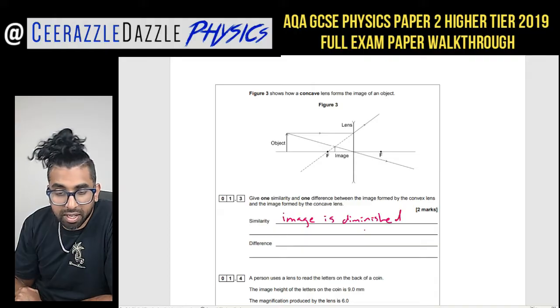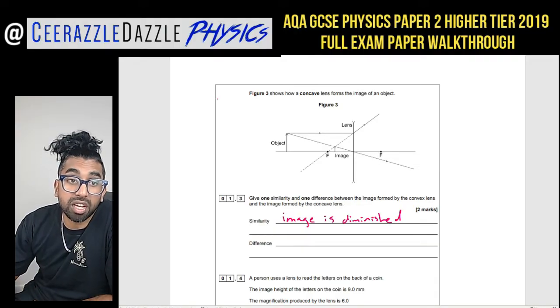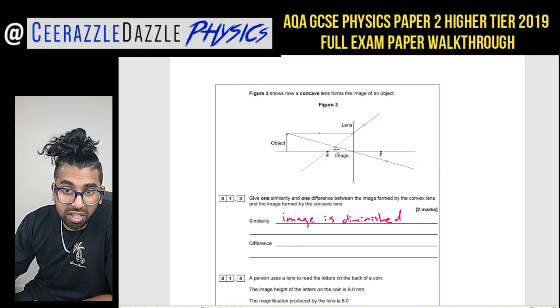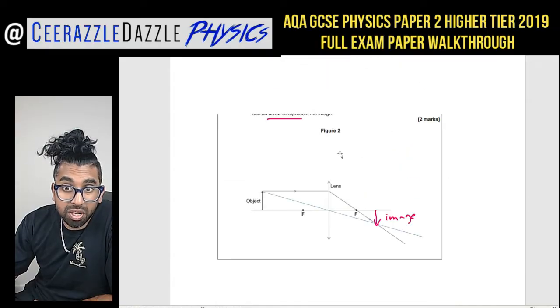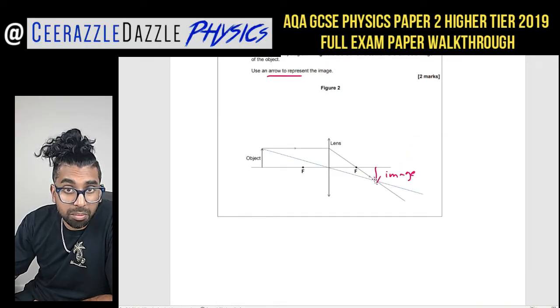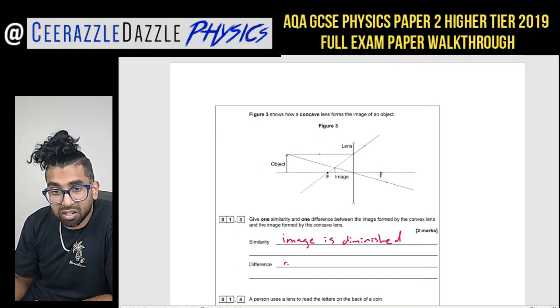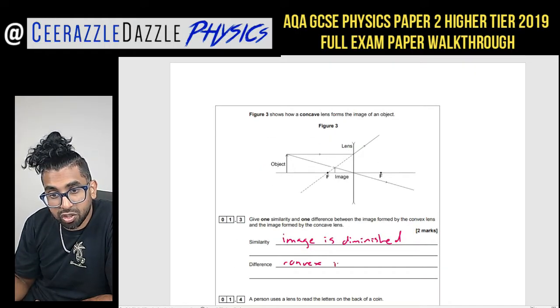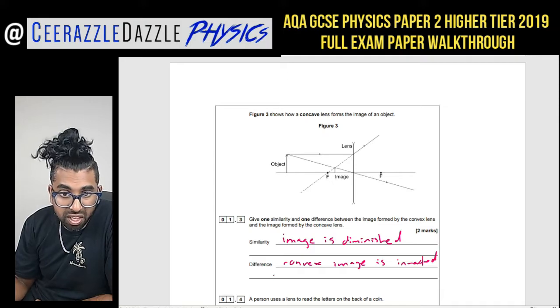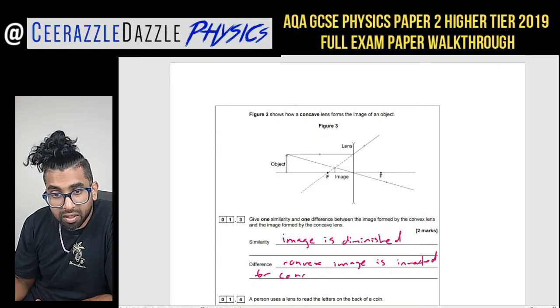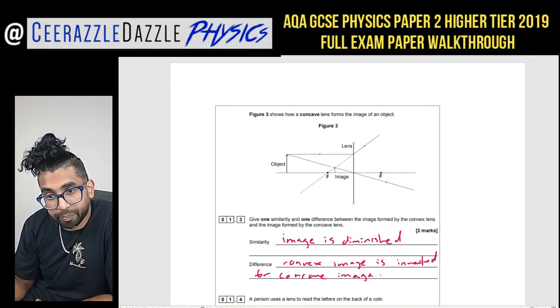Okay, the next one then, the difference. What is the difference between both those diagrams? Hopefully you can see that in this one the image is upright, and in this one over here, the image is upside down. So let's put that down over here. So the difference is that in convex, the image is inverted. That just means upside down. And for this one over here, for the concave, we're going to notice that the image is upright.